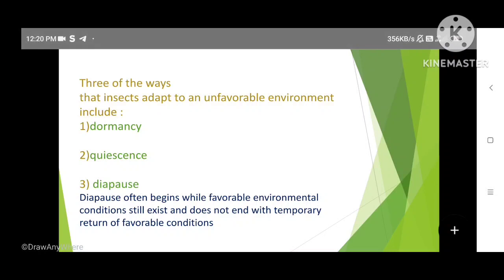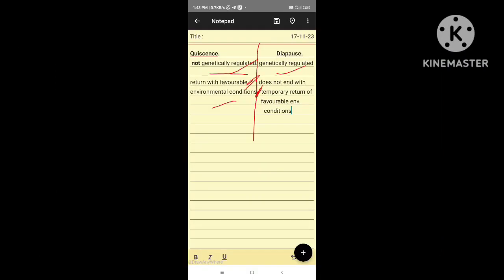Now, let's see the main difference between quiescence and diapause. In the quiescence stage, with the return of favorable environmental conditions, the insect responds immediately with the resumption of normal activity. While diapause does not end with a temporary return of favorable environmental conditions. These are the main differences between quiescence and diapause.